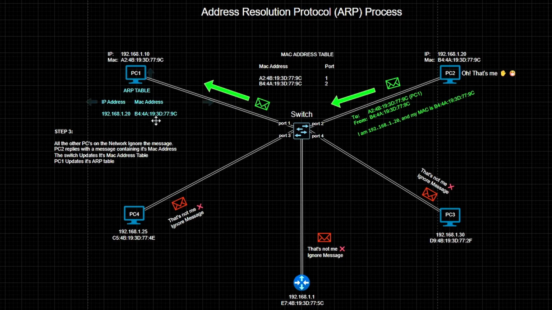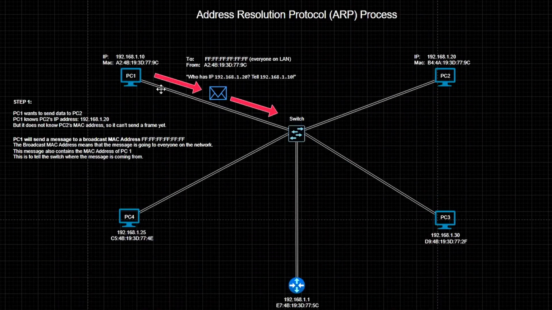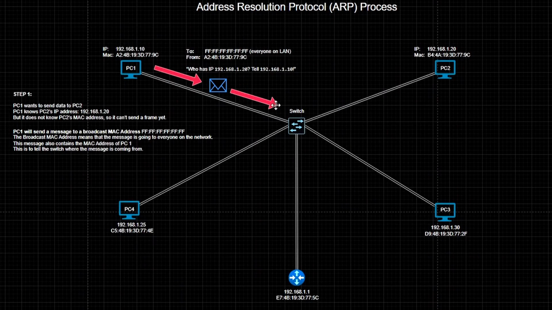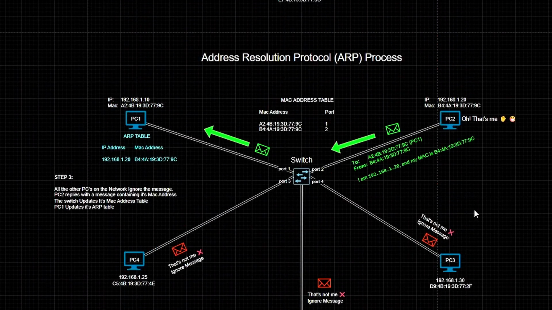And computer 1 now populates its ARP table, address resolution protocol table, and says 192.168.1.20, the MAC address is that. So now the next time this computer wants to send something, it just sends to this MAC address instead of sending again to a broadcast address. And that's way safer. So that's how ARP works, basically.